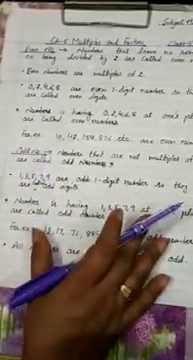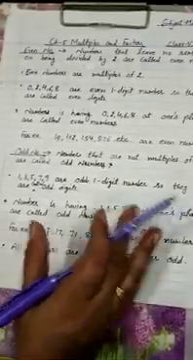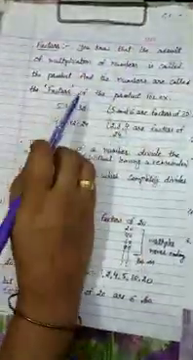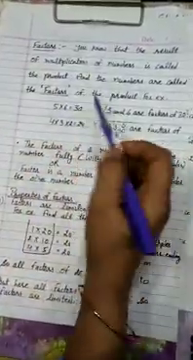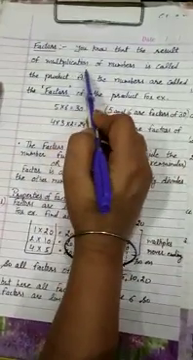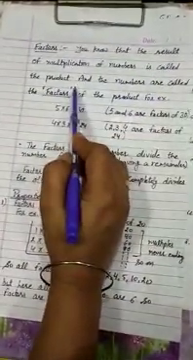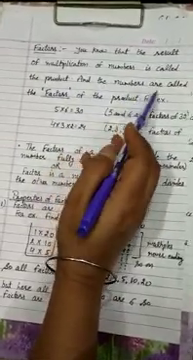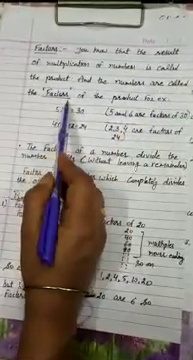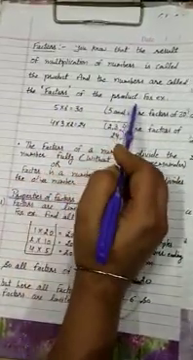Okay. Now let's start our next topic, that is factors. So what are factors? You know that the result of multiplication of numbers is called the product, and the numbers being multiplied are called factors. All these numbers are called the factors of the product.